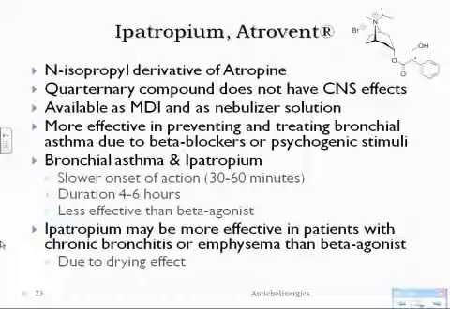It's available as either a metered-dose inhaler or as a nebulizer solution. I tend to use a nebulizer solution. It's more effective in treating bronchial asthma due to beta blockers or psychogenic stimuli. Ipratropium has a little slower onset. Duration takes 4 to 6 hours. But it's a little bit less effective than the beta agonist. That's why I use ipratropium with my other agent, which is albuterol, which is a beta agonist. Ipratropium may be more effective in chronic bronchitis or emphysema with beta agonist drugs due to the drying effect.